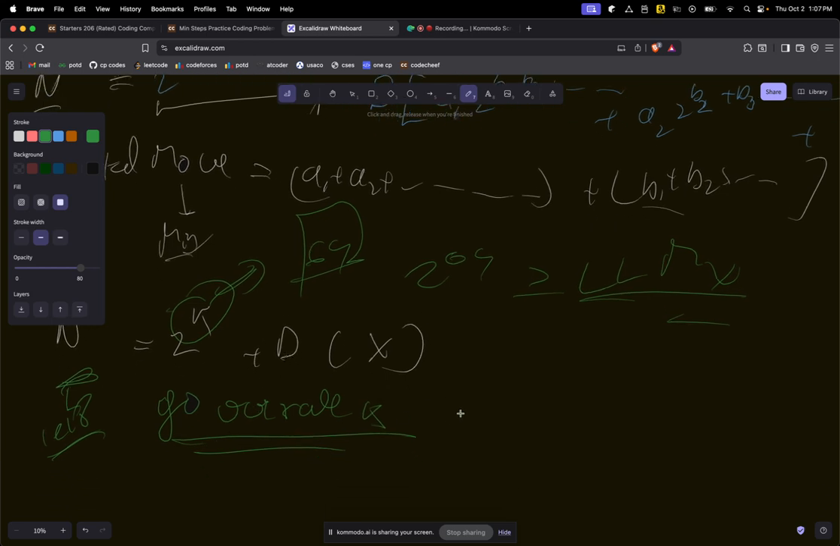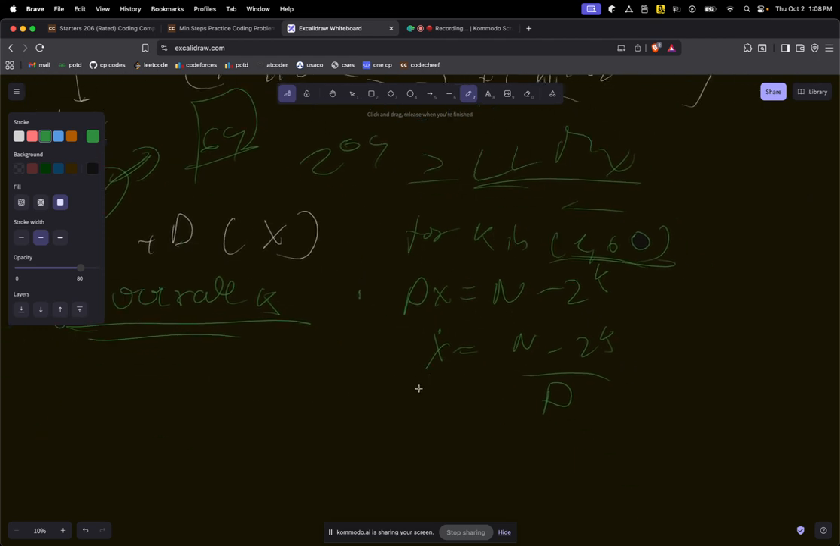Now my dx has to be equal to n minus 2^k, for k in 1 to 60 or 1 to 64. Let's keep it at 1 to 60. So my dx has to be this. So what has to be my x? My x has to be (n minus 2^k) by d. That is, n minus 2^k has to be divisible by d because x has to be an integer. That makes sense. So I get this value x.